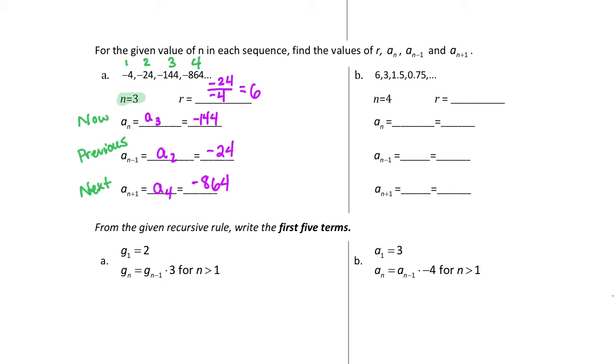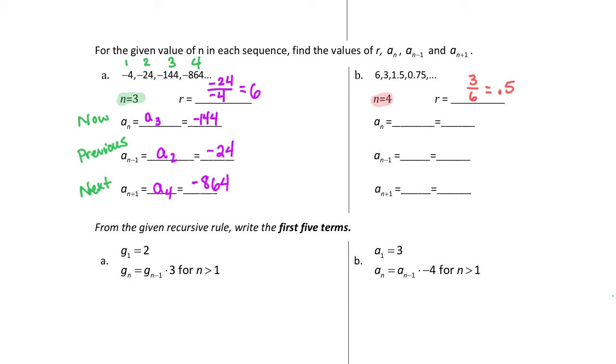negative 864. In this next example, our given number is 4. For our common ratio, always take the second value in your sequence, which is 3, and divide it by the first value. In this case, look ahead to see whether they're going to use decimals or fractions. You want to use the same pattern. You can't skip around. If these had been fractions, we'd want to leave this as a fraction. But since they've used decimals, it's okay to use a decimal here. So 0.5 will be our common ratio.